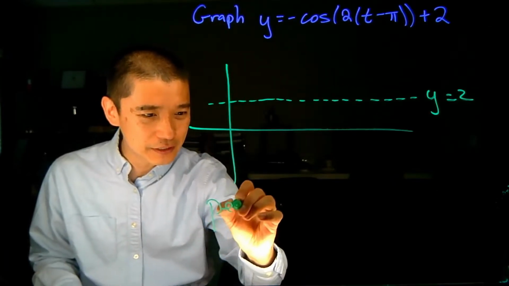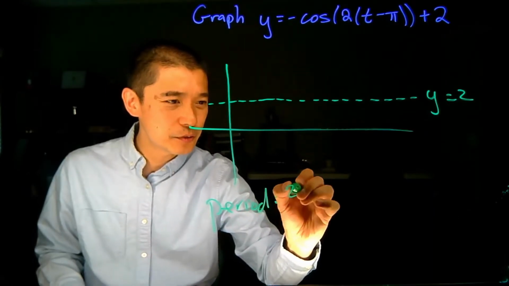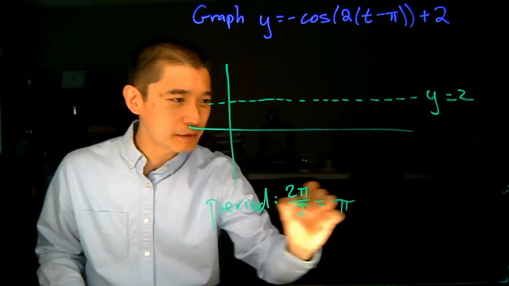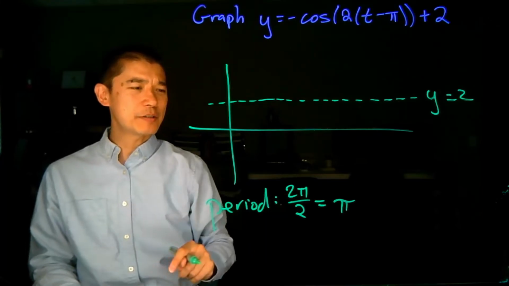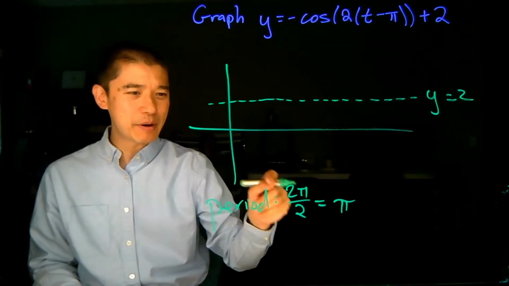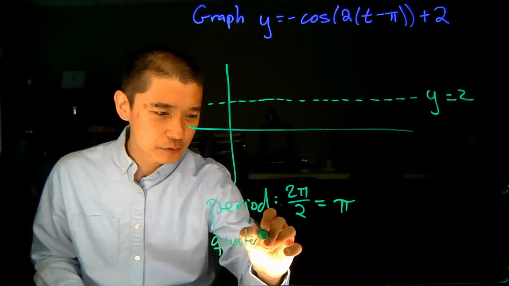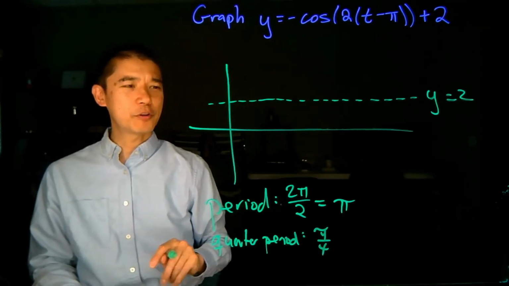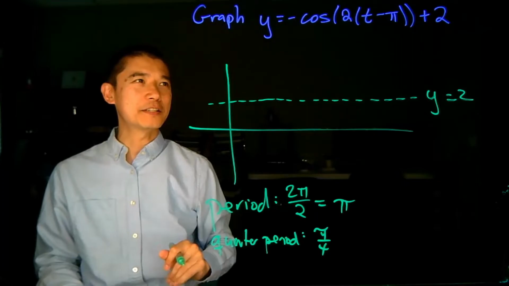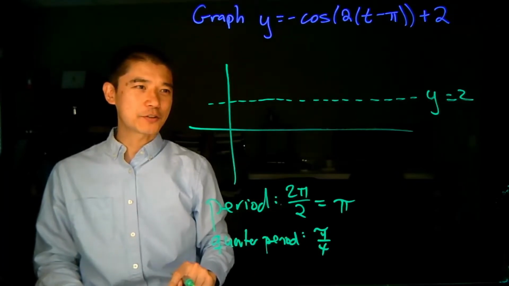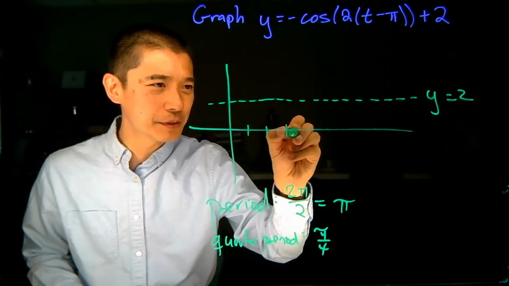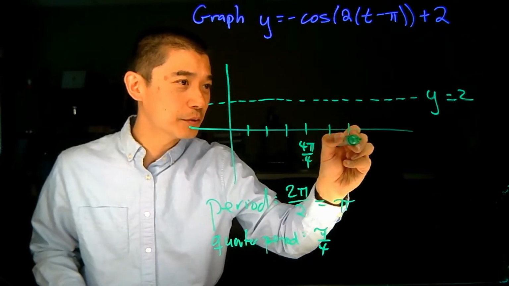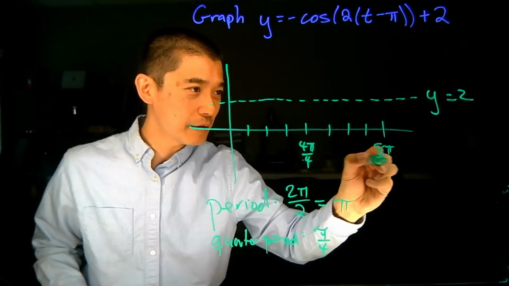So let's work out the period. The period is going to be 2 pi over b, and b is equal to 2, which is going to be pi, right? And so we know that the period is going to be pi, which means that the quarter period is going to be pi over 4. The reason why this value is important is because this tells me what my spacing along the x-axis needs to be. So I'm starting at pi, but my spacings are going to be at pi over 4. So 1, 2, 3, 4. That's 4 pi over 4, which is the same as pi. 1, 2, 3, 4. It's 8 pi over 4.